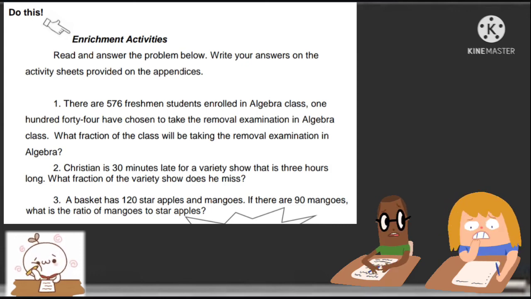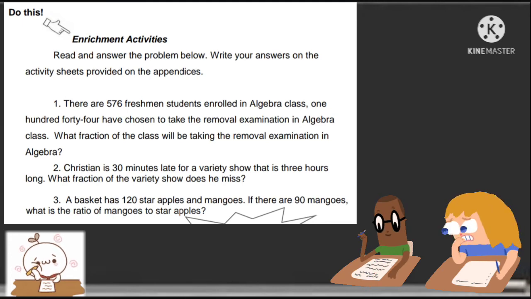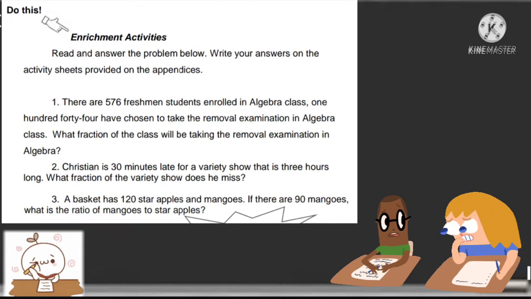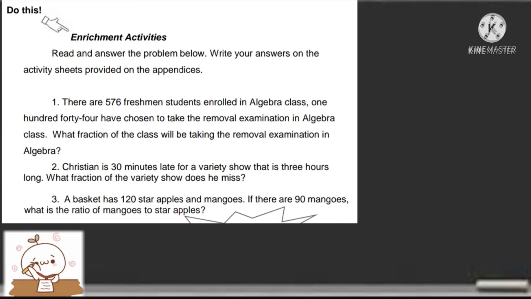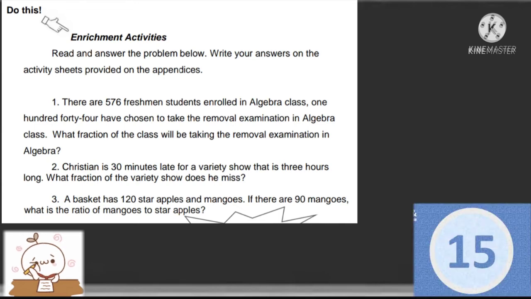Number 2. Christian is 30 minutes late for a variety show that is 3 hours long. What fraction of the variety show does he miss? Number 3. A basket has 120 star apples and mangoes. If there are 90 mangoes, what is the ratio of mangoes to star apples?